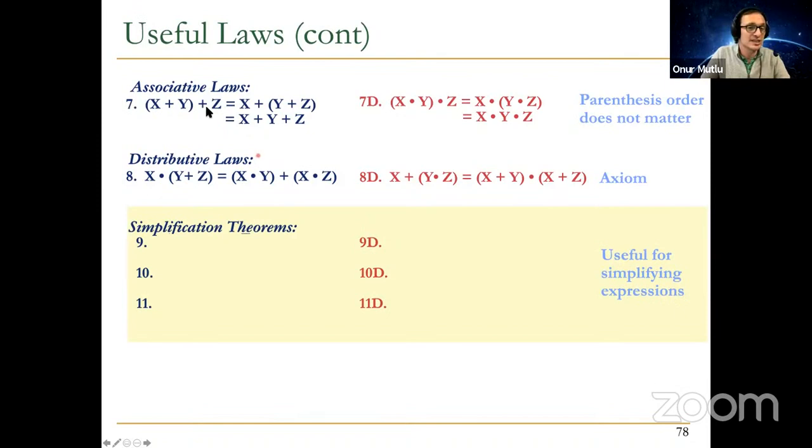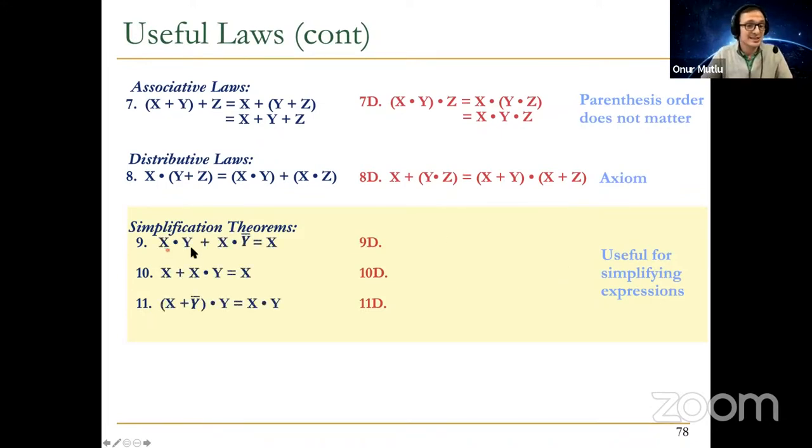So we also have associative laws, as we see over here. We've already said this actually. This is one example of an associative law. Again, the dual of this is by changing pluses to the dots over here. And then distributive laws, again, you can change the duals. So let's take a look at these simplification theorems because these are very useful for simplifying expressions.